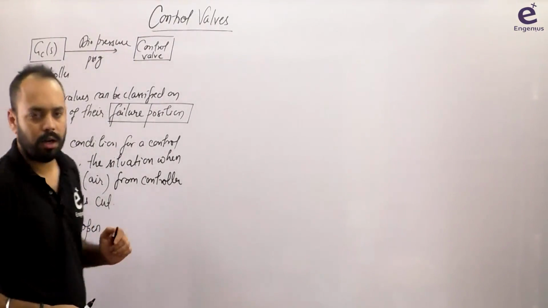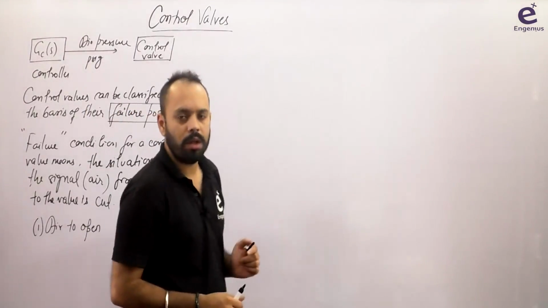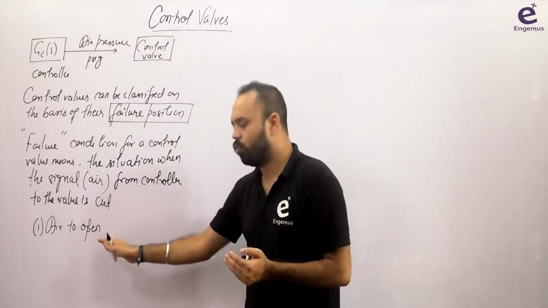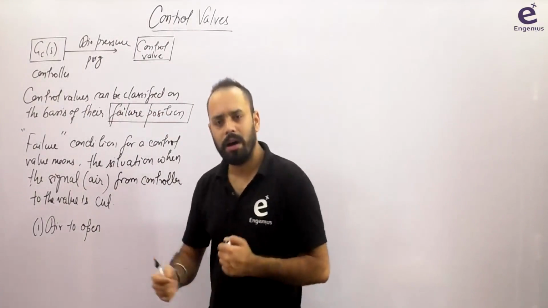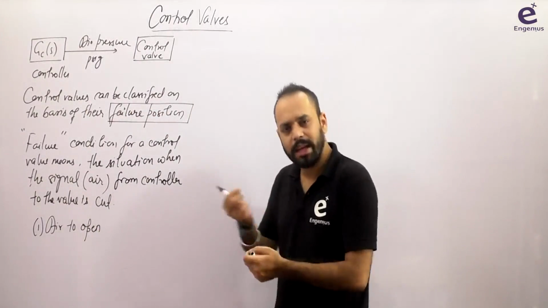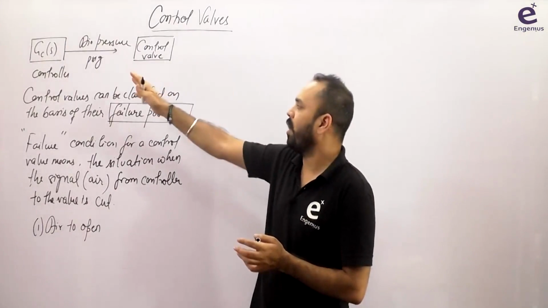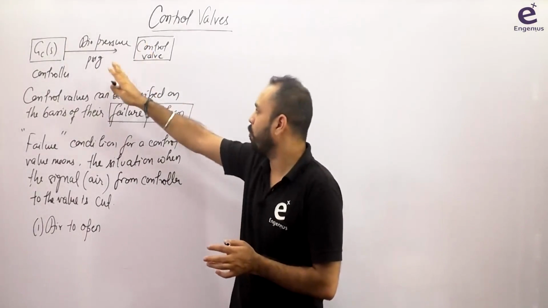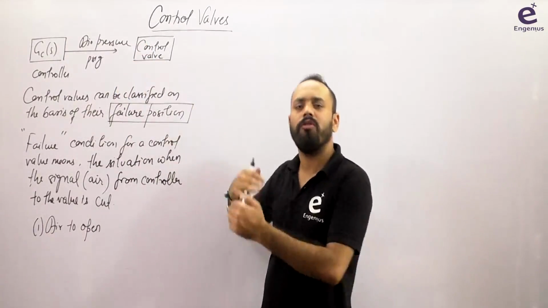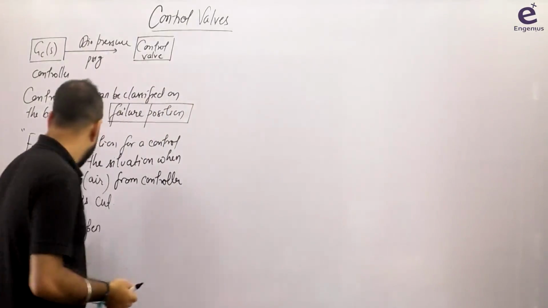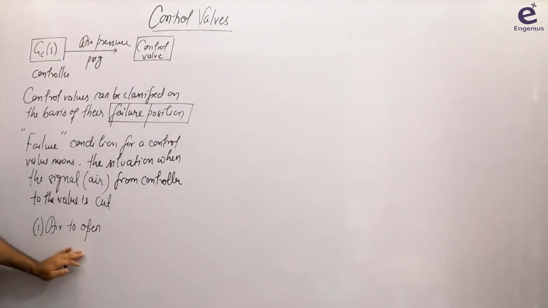As the signal from the controller or as the air pressure from the controller increases, look, air to open, air pressure, when the pressure comes the valve will open, right? As the controller output pressure increases, the valve opening also increases, right? This is the kind of valve which is called air to open.